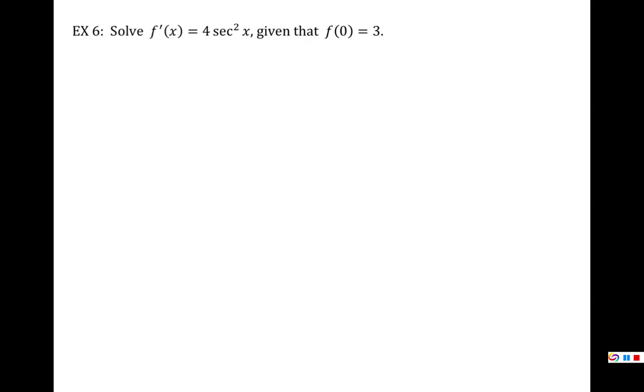All right, let's look at another one that's similar. So same process, just different equation. Solve f prime of x equals 4 secant squared x, given that f of 0 equals 3. So because they're giving us an initial condition, because they gave us that point f of 0 equals 3, that means they're asking for a particular solution here.